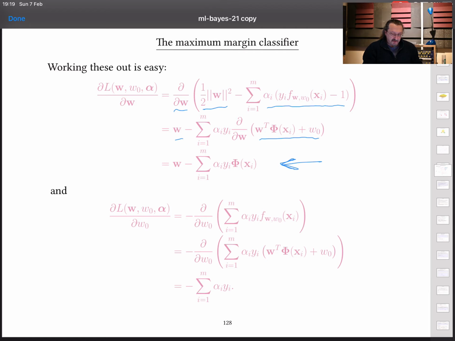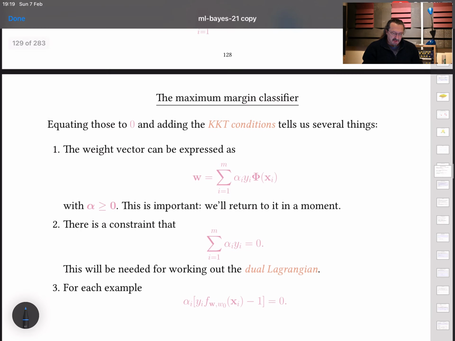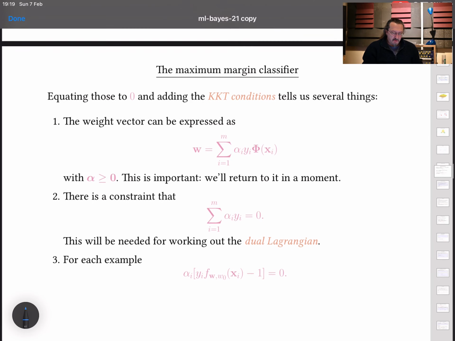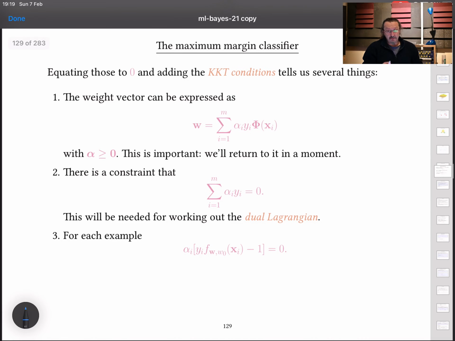Similarly, for the derivative with respect to the bias weight, in this case we end up with this expression here. Okay, so follow these through step by step. They shouldn't give you too much of a problem. Now, what does this tell us? Well, if we equate those to 0, which is the first part of the necessary conditions, and if we look at the Karush-Kuhn-Tucker conditions, we now learn several things.